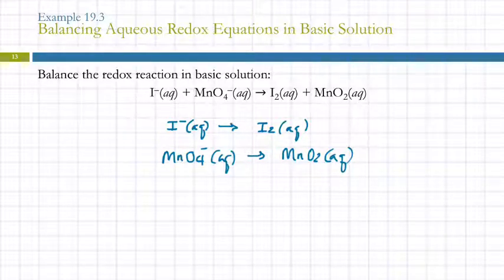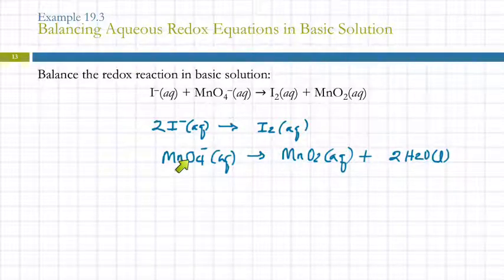Next step is to balance with respect to mass. So the top one, we need a 2 in front of the iodide. So we've got 2 iodine atoms on each side. On the bottom, we've got 1 manganese and 1 manganese. We always do the non-oxygen hydrogen ones first. And then we have to look at the oxygens. Here I have 4 oxygens and 2 oxygens. How do I fix that? Add water. So I'm going to add 2 water molecules to the right side. So now I've got 4 oxygens and 4 oxygens.